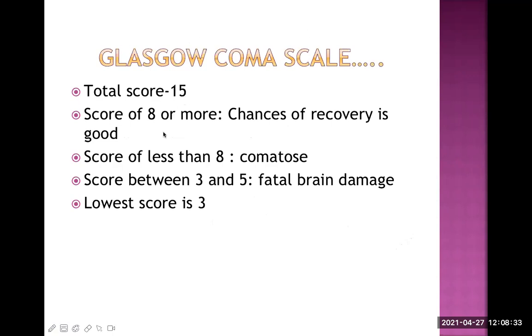This is how we interpret it. Total score is 15. With a score of 8 or more, the chance of recovery is good. A score of less than 8 is a comatose patient. A score between 3 and 5 is fatal brain damage, and the lowest possible score is 3. This is the interpretation of the Glasgow Coma Scale. In clinical practice, it is routinely done in traumatic cases of coma, and it is done almost every day to make sure whether the patient is improving or deteriorating.